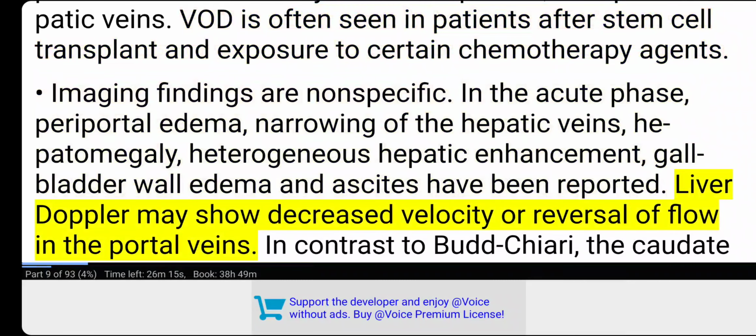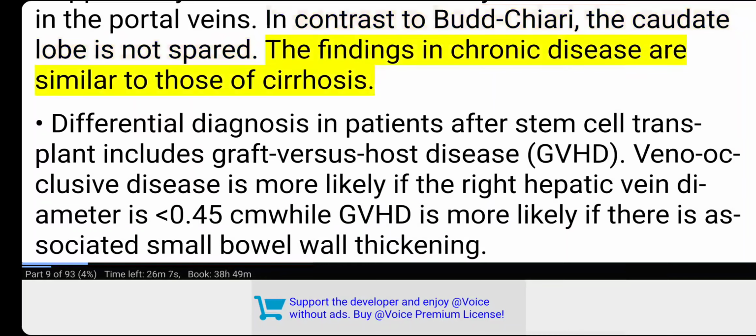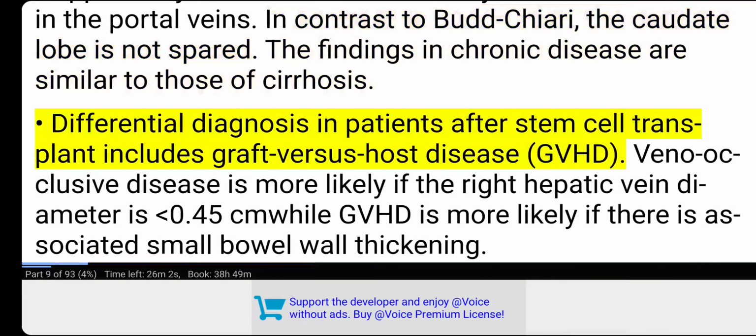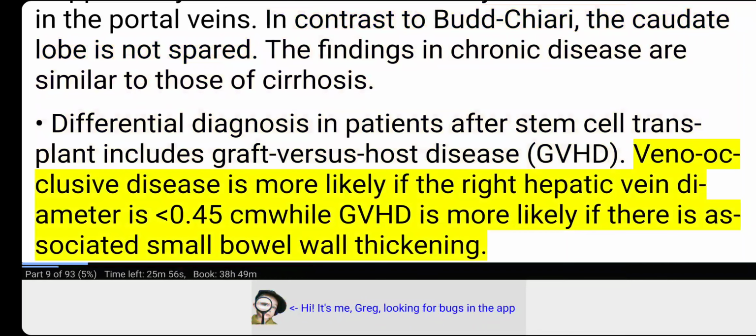Liver Doppler may show decreased velocity or reversal of flow in the portal veins. In contrast to Budd-Chiari, the caudate lobe is not spared. The findings in chronic disease are similar to those of cirrhosis. Differential diagnosis in patients after stem cell transplant includes graft versus host disease (GVHD). Veno-occlusive disease is more likely if the right hepatic vein diameter is less than 0.45 cm, while GVHD is more likely if there is associated small bowel wall thickening.